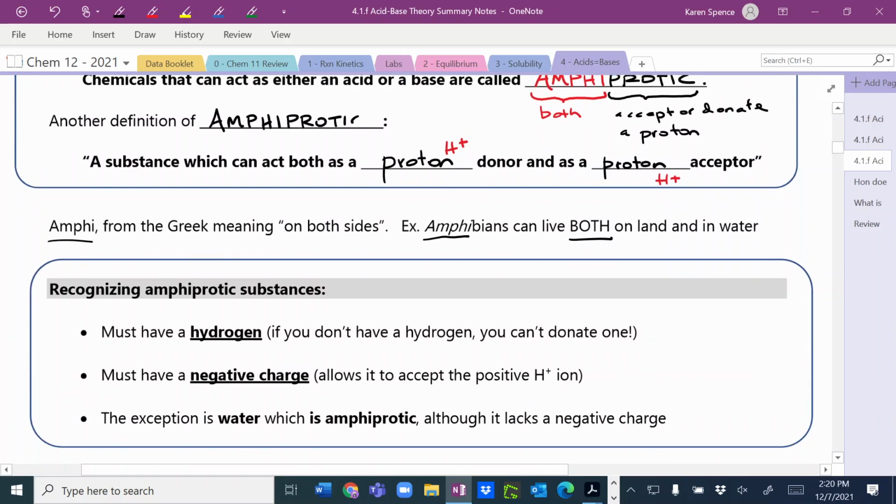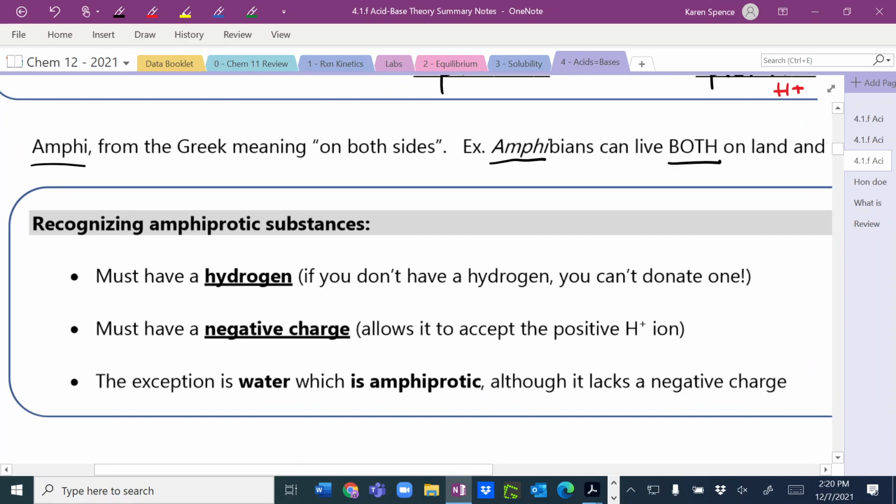Okay. So how do we recognize these substances which are amphiprotic, which can act as both acids and as bases? Well, the first thing that an amphiprotic substance has to have is a hydrogen. How could you possibly act as a proton donor if you don't have a proton? Can you donate a hydrogen if you don't have a hydrogen? No. So you have to have a hydrogen to be amphiprotic. The second thing, and this is true like 99.999% of the time, is you also need to have a negative charge, because if you're going to be acting as a base, you need to be able to accept that positive ion. So it really helps if you have a negative charge.